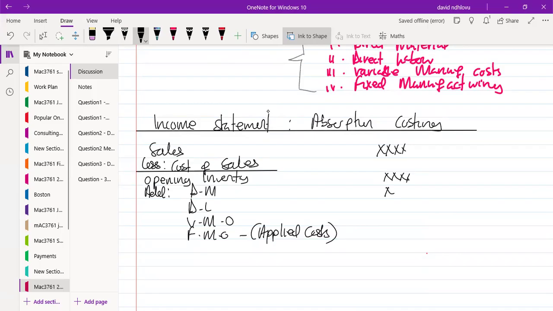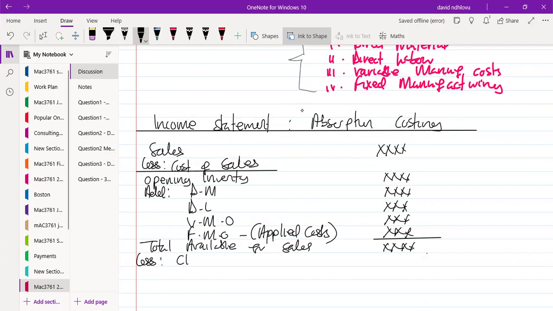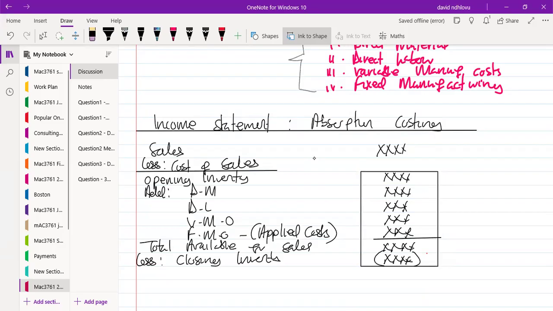right? So get to the nitty-gritty of that. Right, what you then do, you need to add and determine your total. We call this total available for sale. So this is your total available for sale. And then you say less your closing inventory. Then you deduct the closing inventory amount. Right, the answer that you are going to have there, that will be your cost of sales.